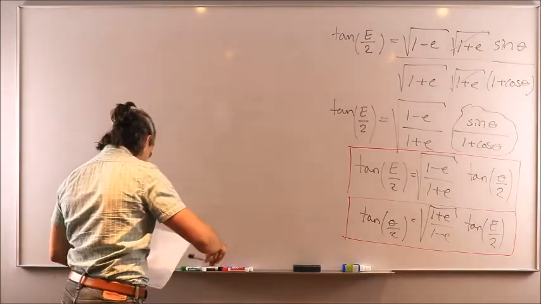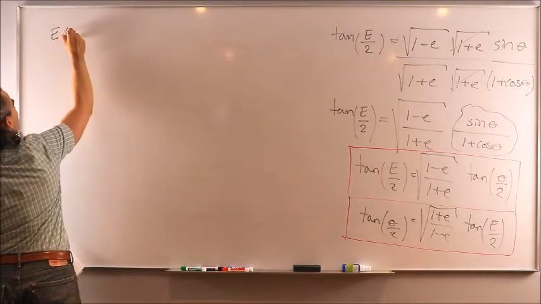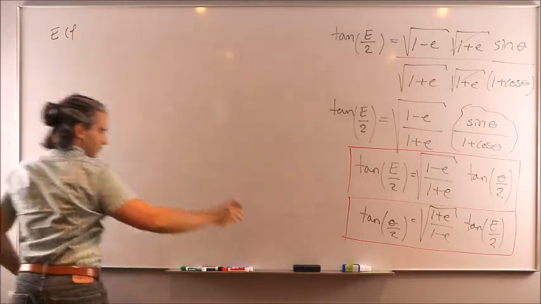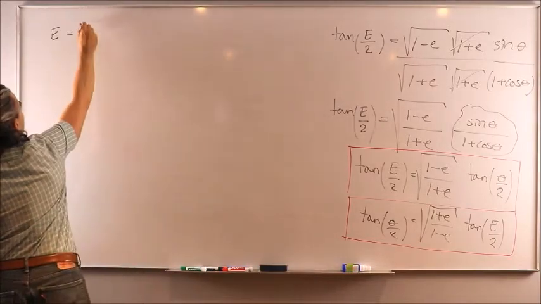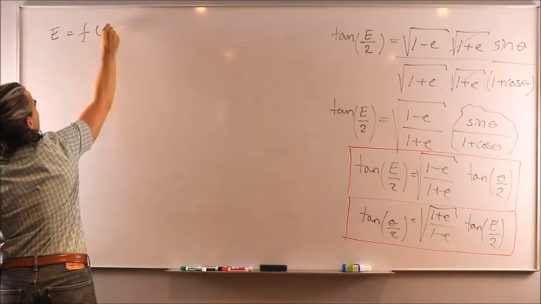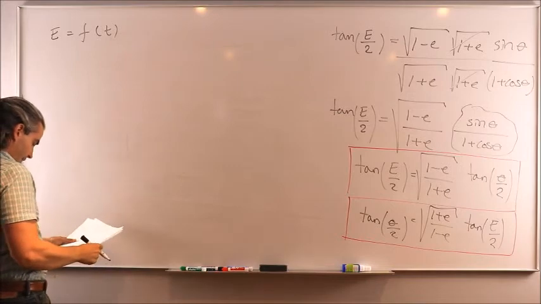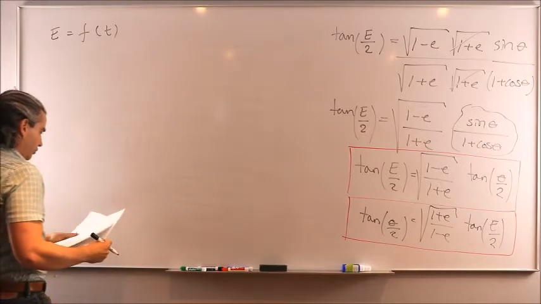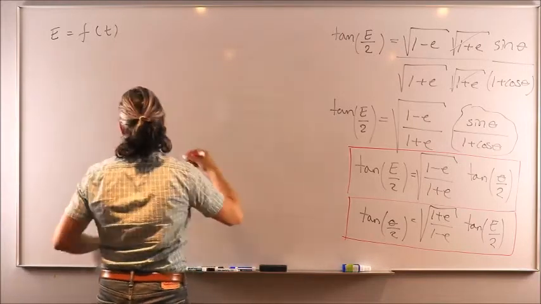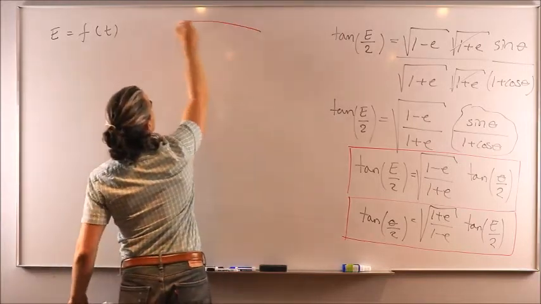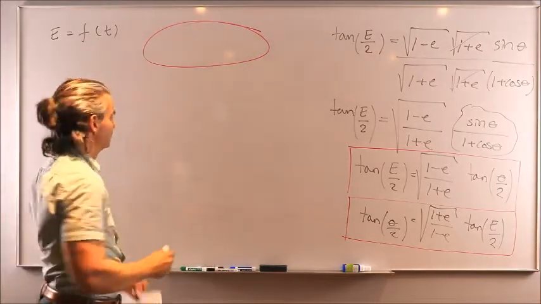Now in step 2, again, the objective is to relate eccentric anomaly to time. And again, that will be done through Kepler's time equation. Okay, so to do that, let me draw an orbit. Highly elliptical, that looks like a potato.